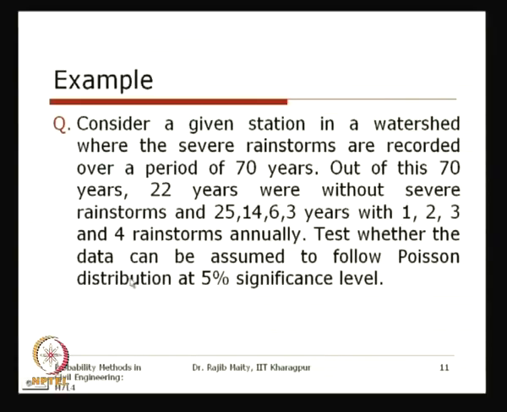Test whether the data can be assumed to follow the Poisson distribution at 5% significance level. So here, as you can see, we are hypothesizing whether the data that we have recorded is following the Poisson distribution or not, and the significance level is given as 5%.